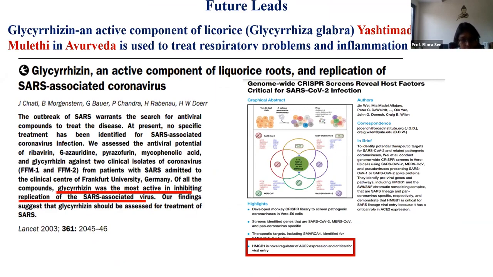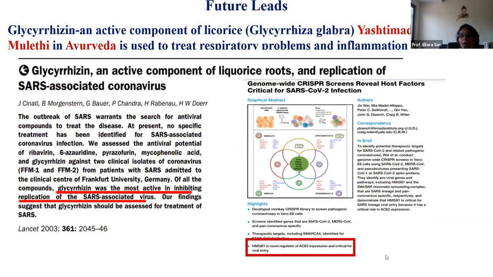We started off very innocently with an HMGB1 inhibitor, and we nailed it down to yashtimadhu or mulethi, which is an HMGB1 inhibitor. But in a survey of the literature, we found that in 2003, when there was the first SARS-associated virus outbreak, glycyrrhizin was the most active in inhibiting replication of the SARS-associated virus. So when we were about to write the paper, we figured out that it was already shown in the SARS-associated virus.